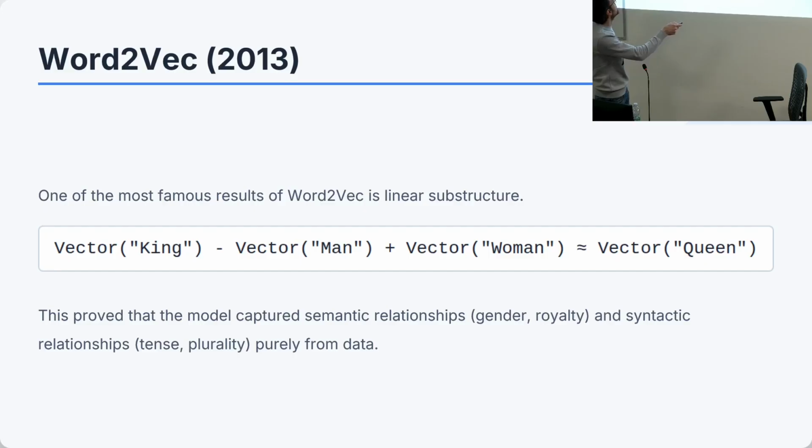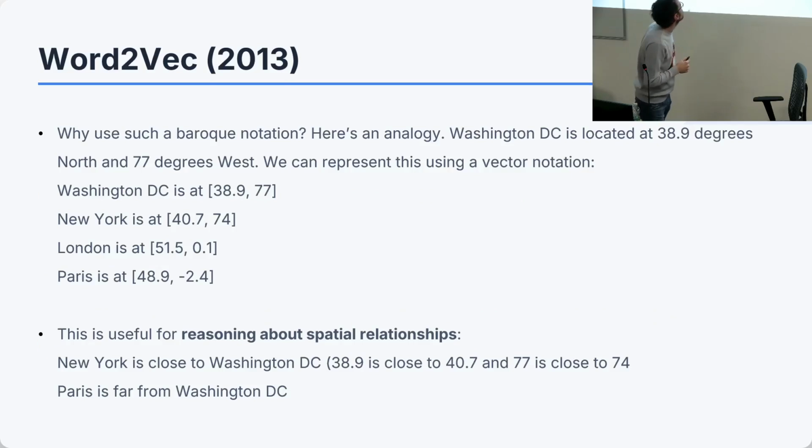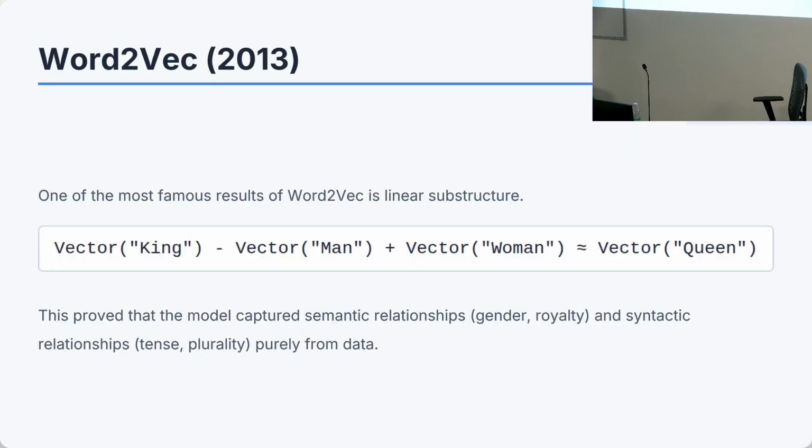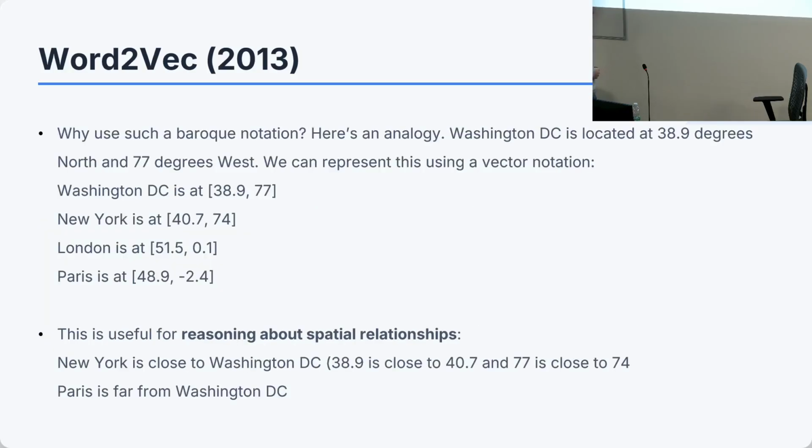If I swap queen for king, and we swap the signs, probably the neural network will give another correct result. Okay, so that's what we must admit, even if we are skeptical. So this vector notation is able to actually represent several different semantic stuff. For instance, space.